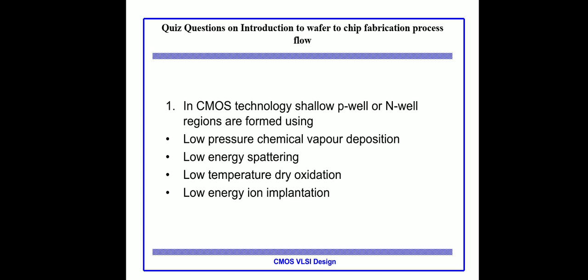Quiz question. In CMOS technology, shallow P-well or N-well regions are formed using: low pressure chemical vapor deposition, low energy sputtering, low temperature dry oxidation, or low energy ion implantation.